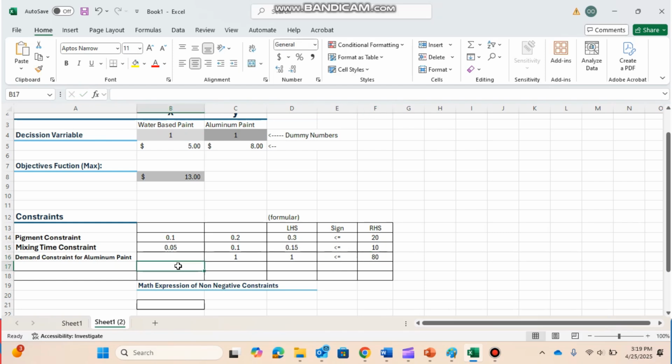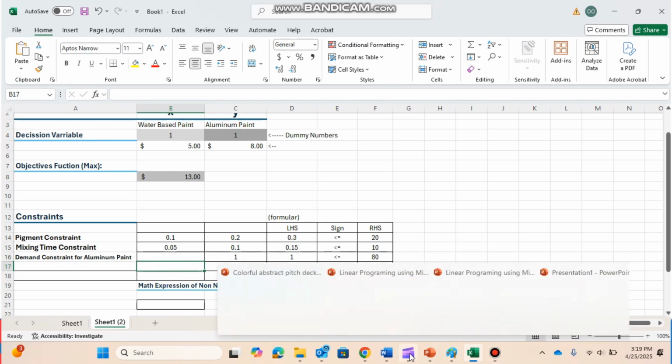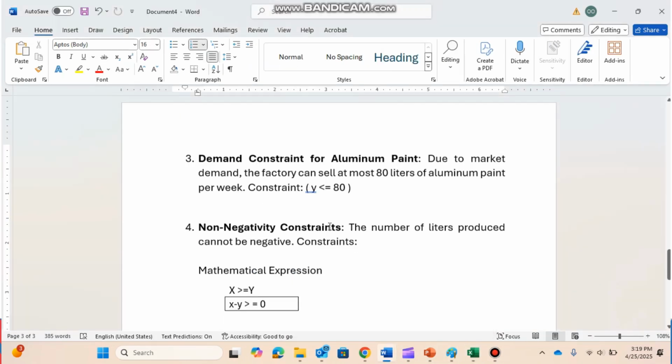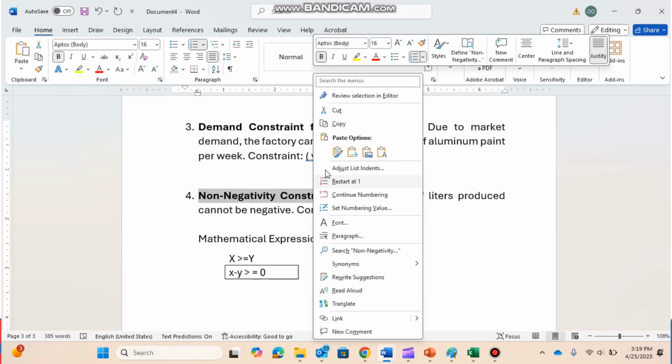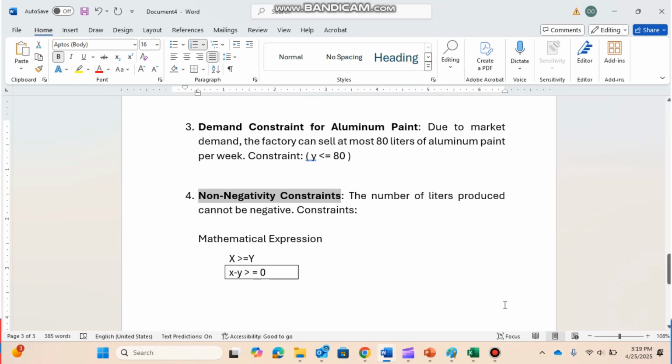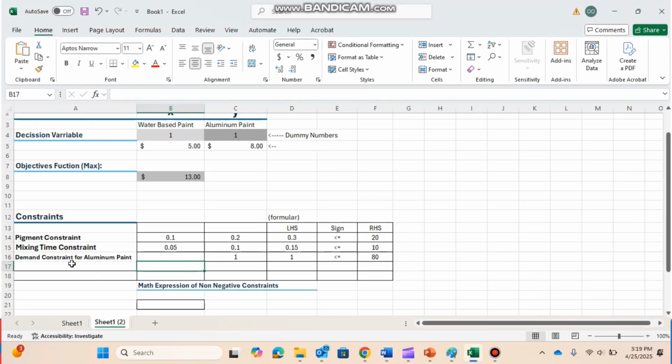Okay, then what do we have also? Let's go. Now we have the non-negative constraint. Remember, you must include the non-negative constraint in your constraint table. It's very important. Otherwise, the problem may not be properly solved.